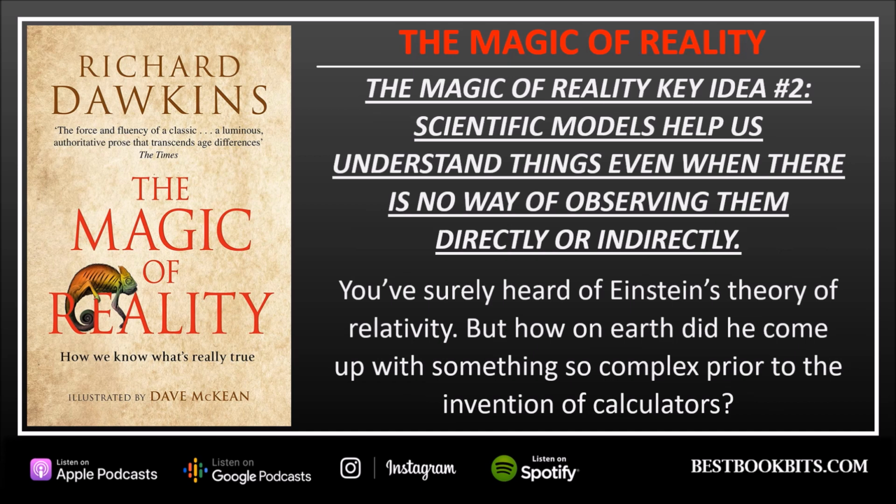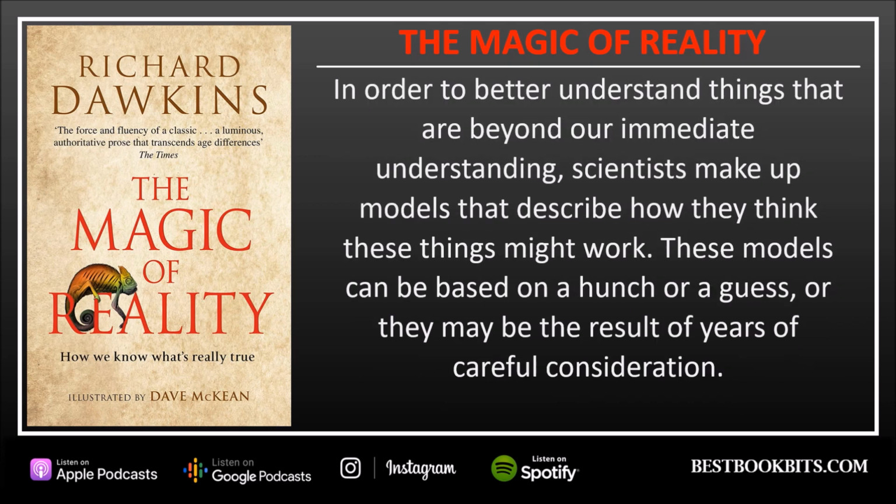The magic of reality key idea number 2. Scientific models help us understand things even when there is no way of observing them directly or indirectly. You've surely heard of Einstein's theory of relativity, but how on earth did he come up with something so complex prior to the invention of calculators? In order to better understand things that are beyond our immediate understanding, scientists make up models that describe how they think these things might work.